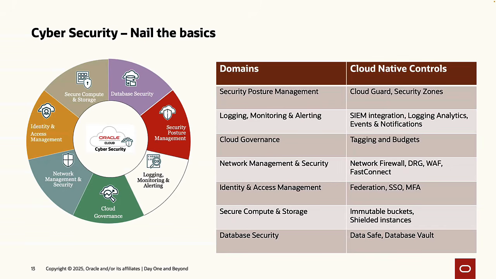and get more closely aligned to the CIS Foundations Benchmark. And you can see here there are 7 domains that we measure within that: security posture management, logging, monitoring, alerting, cloud governance, network management security, identity and access management, secure compute and storage, and database security. And we've got some of the OCI cloud native controls listed in there.